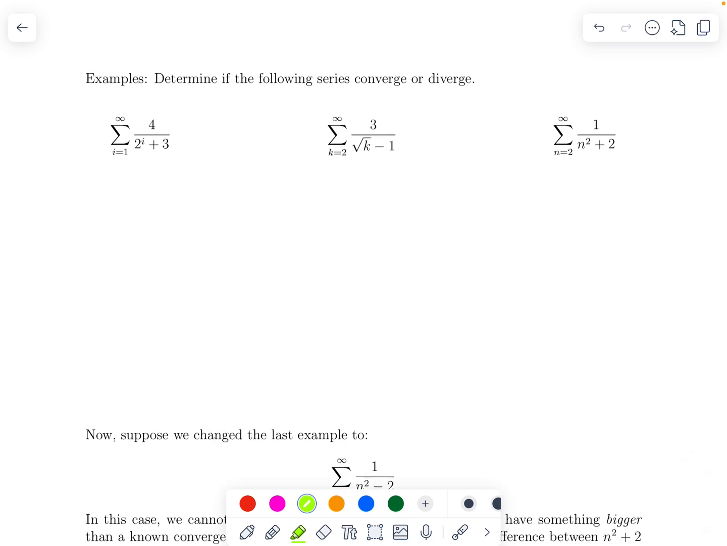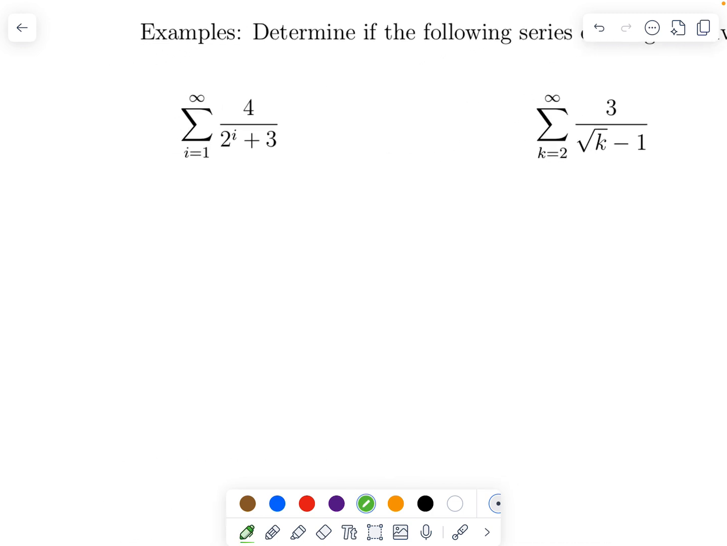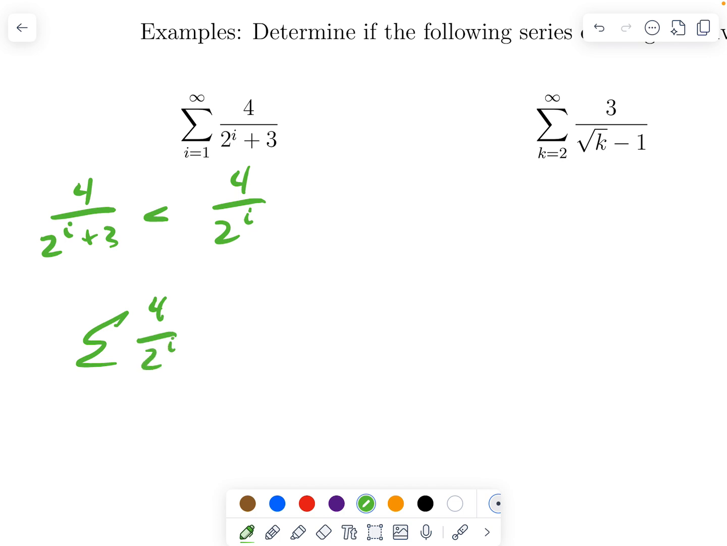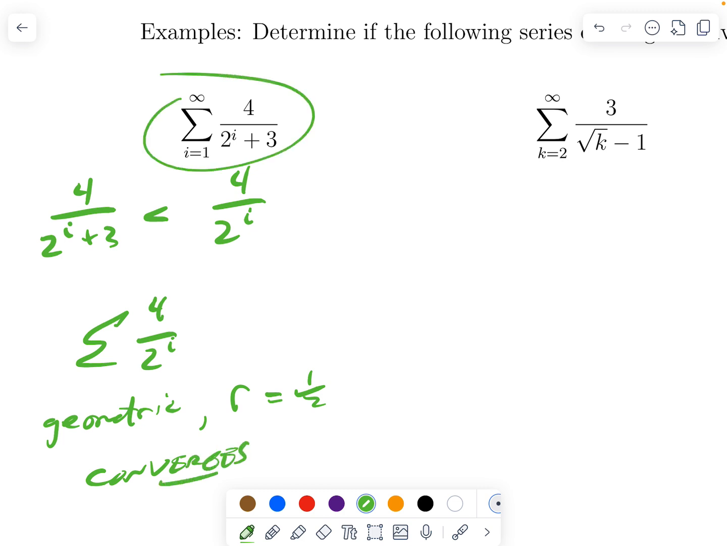So take a moment and apply these tests to these three examples. Try to find out what you could compare them to that's a little bit easier to understand. For this first one, we might note that 4 over 2 to the i plus 3 is smaller than 4 over 2 to the i. And this is a geometric series with r equals 1/2. Powers of 2 in the bottom mean we keep multiplying by 1/2, so this converges. So this first example is smaller than a convergent series, so it converges.